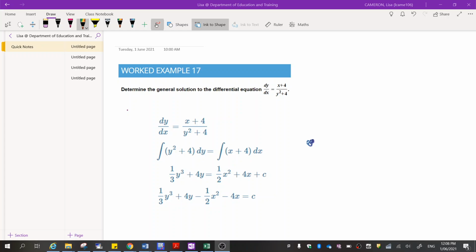I've already started. All right, so when we are determining the general equation or the general solution to the differential equation, we are trying to get it in the form of having the y's on this side with dy and the x's on this side with dx. That way we can get to this point where we can integrate them.